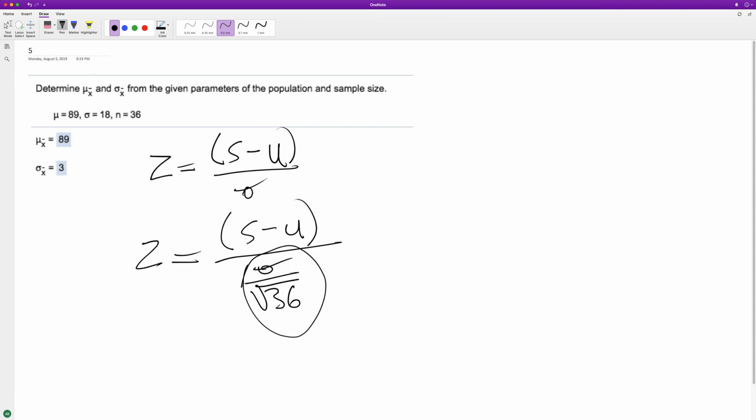So the standard deviation we're going to use is 18 divided by the square root of 36, which is equal to 18 divided by 6, which is equal to 3. And that's how we get this.